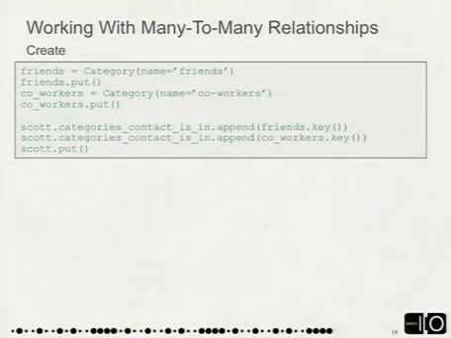Now, the categories contact is in property is a simple Python list. And all we've got to do is add each category's key to that list, and that completes the membership in the relationship.